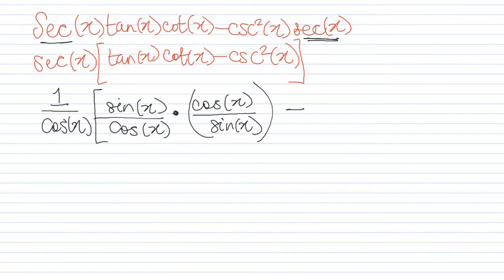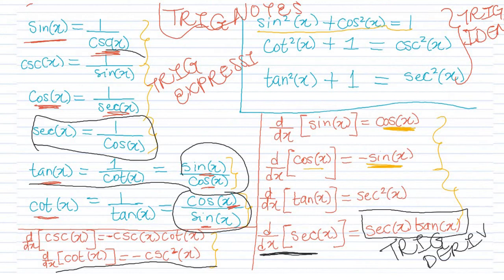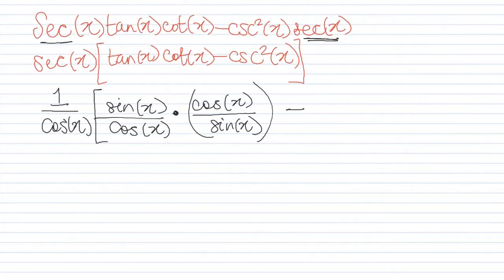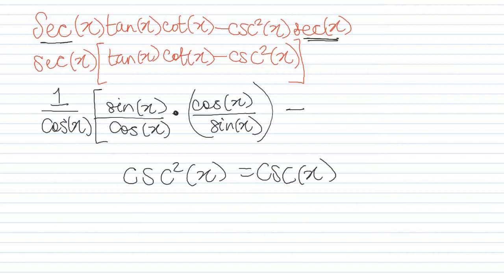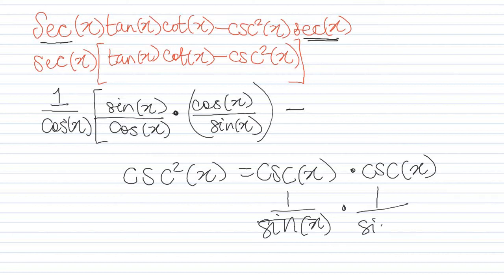cosecant squared x. What did we know cosecant squared x to be? Cosecant squared x is the same thing as 1 over sine squared x. In this case, we just have cosecant x, which is 1 over sine x. When you have cosecant squared x, that is the same thing as cosecant x multiplied by cosecant x, which is the same thing as 1 over sine x multiplied by 1 over sine x. So therefore we can call this 1 over sine squared x.